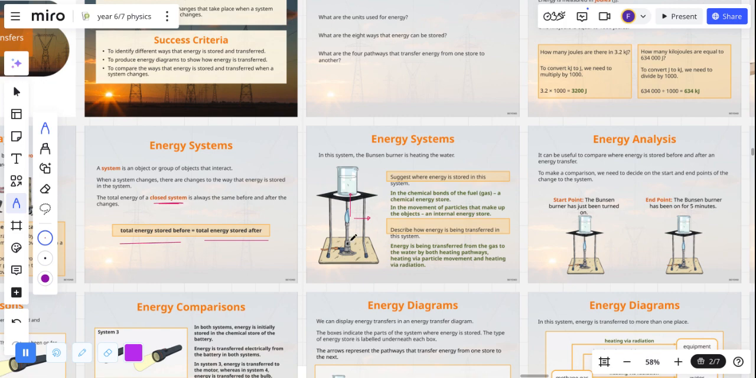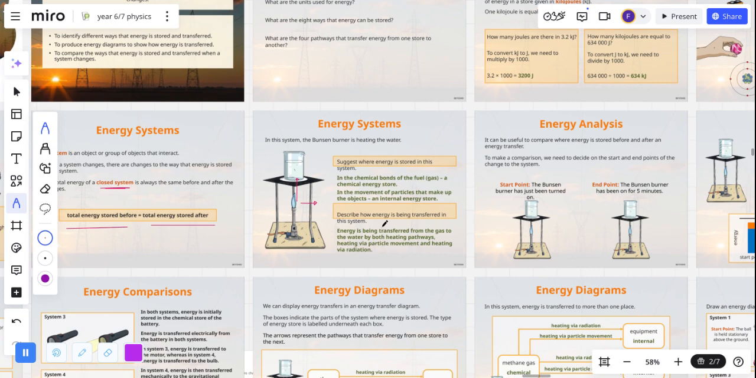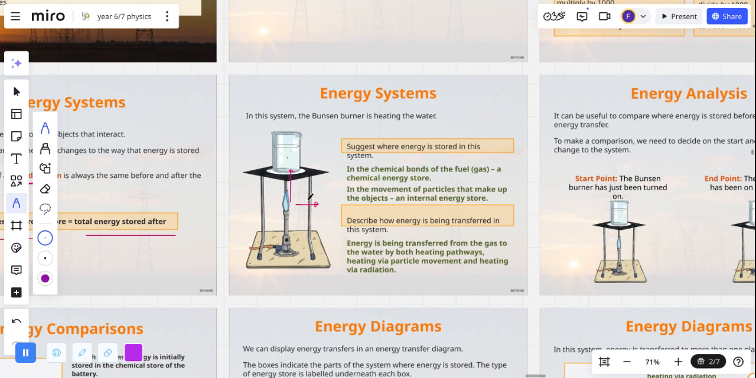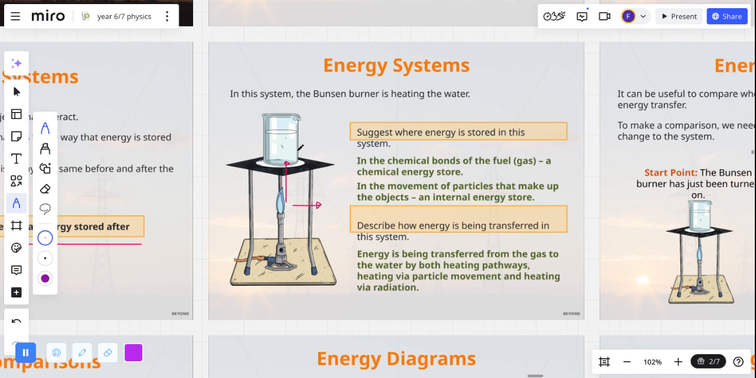The energy store is chemical in the fuel that we're burning, and it's changing to thermal energy. This is transferred by two transfer pathways. One is the particle, because you have hot air hitting it. And two is by radiation, because it's giving off infrared radiation.